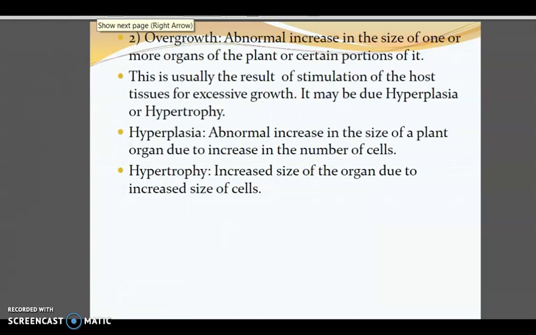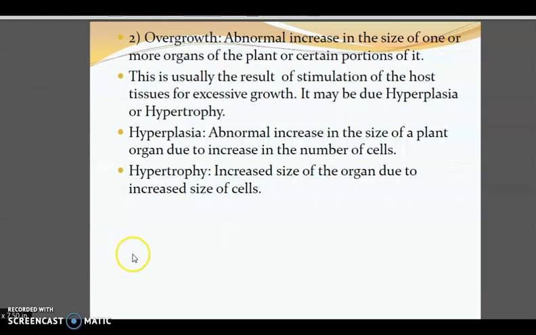And there can be overgrowth. Abnormal increase in the size of one or more organs of the plant is also seen when the plant is affected by diseases. This is usually the result of stimulation of the host tissues for excessive growth. It may be due to hyperplasia or hypertrophy.